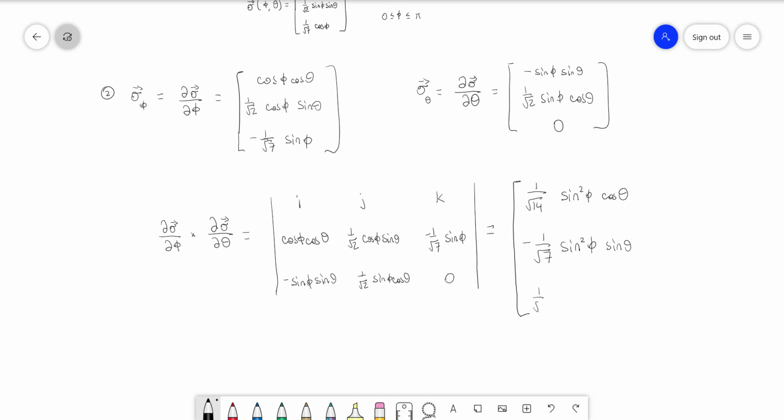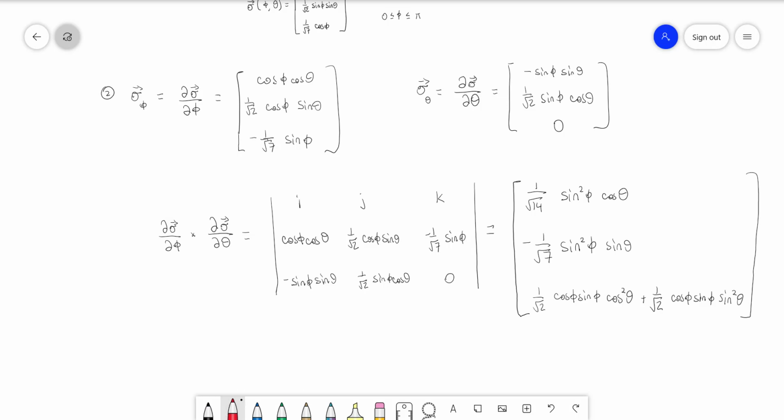And the last one is going to be 1 over root 2. So multiplying these together first, it'll be cosine phi sine phi, and then also cosine squared theta. And then next you'd get minus a negative, so it'll be plus 1 over root 2 cosine phi sine phi, and then also sine squared theta.